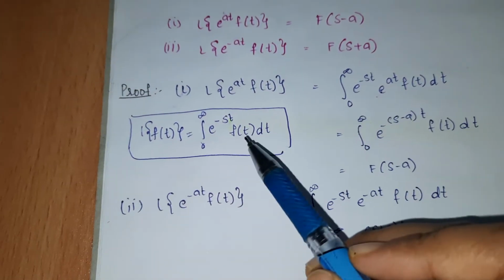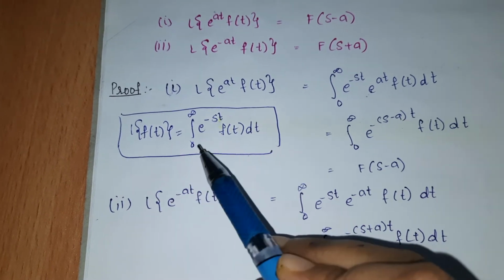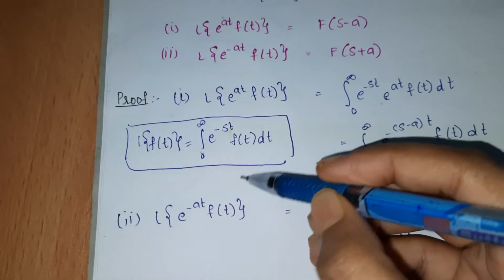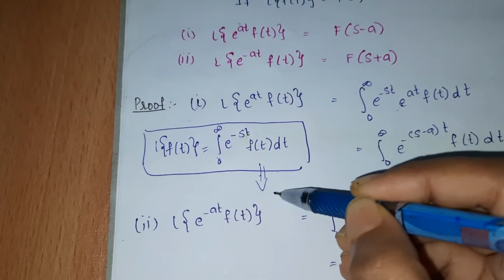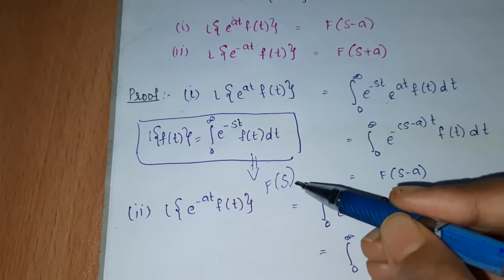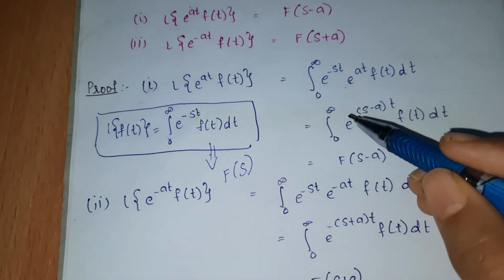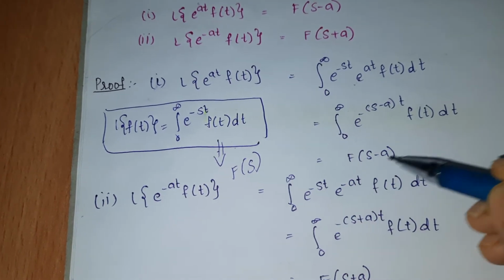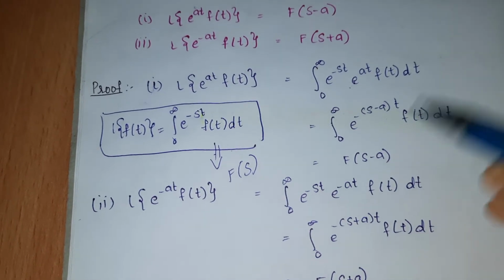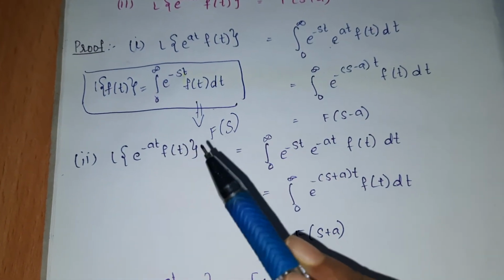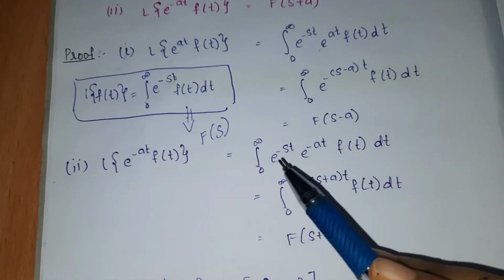Compare this with the formula: L of f of t is the integration from 0 to infinity of e power minus st f of t dt, which can be written as F of s. Since here it is minus of s minus a, in place of s we have to write s minus a. That's the logic.